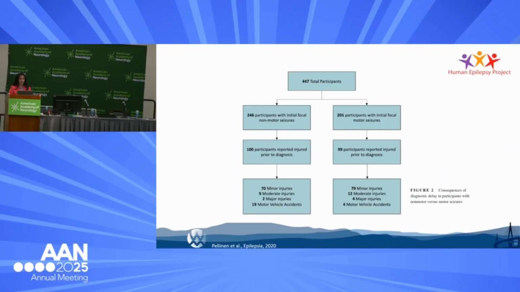But even with the focal non-motor seizures, 100 participants reported injuries prior to their diagnosis. 70 had minor injuries, but 2 had major, and 19 had motor vehicle accidents. And I think this is particularly important in light of, I know the AAN recently put out new guidelines about driving laws and restrictions.